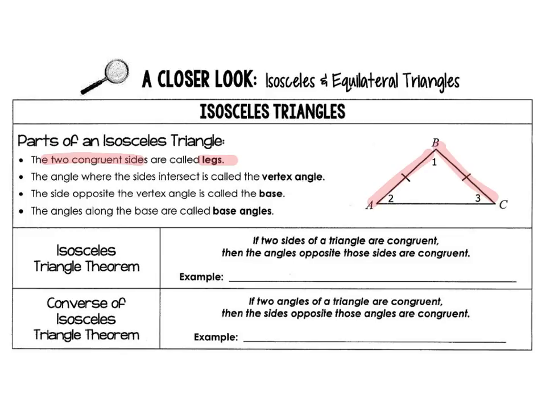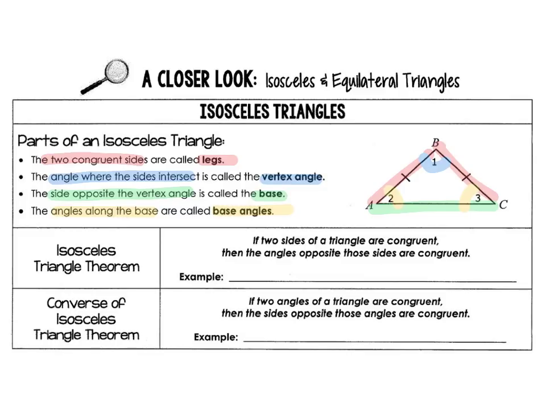All right, now the angle where the sides intersect is called the vertex angle. So angle 1 would be the vertex angle. Then the side opposite the vertex angle is called the base. So AC would be the base of our isosceles triangle. And the angles along the base are called the base angles. So these are the specific names to an isosceles triangle. So 2 and 3 would be our base angles.